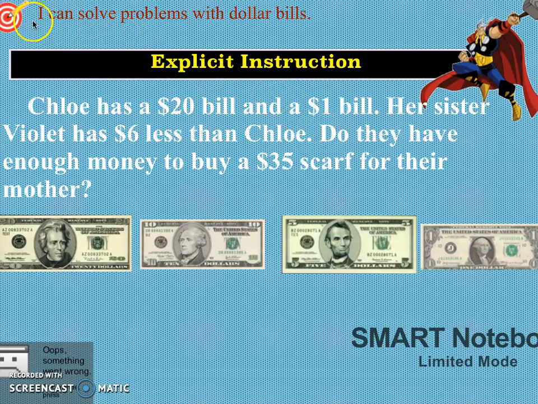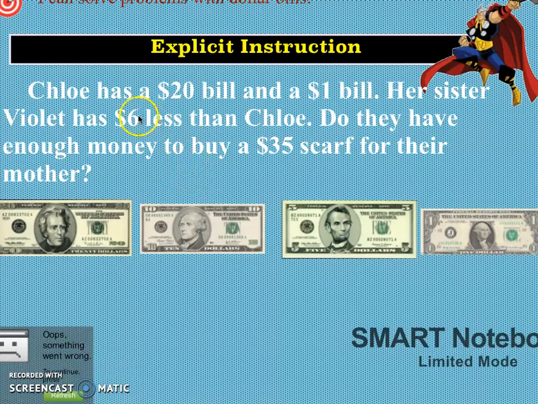So remember, the learning target says, I can solve problems with dollar bills. The problem says, Chloe has a $20 bill and a $1 bill. Her sister Violet has 6 less than Chloe. Do they have enough money to buy a $35 scarf for their mother? So let's think about what the problem's asking us.